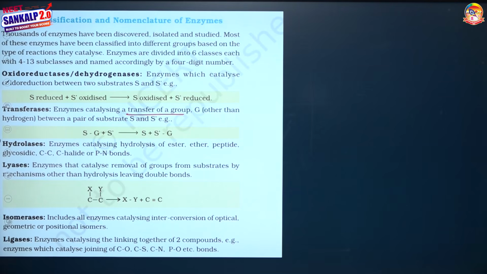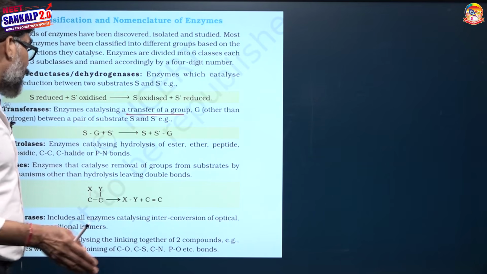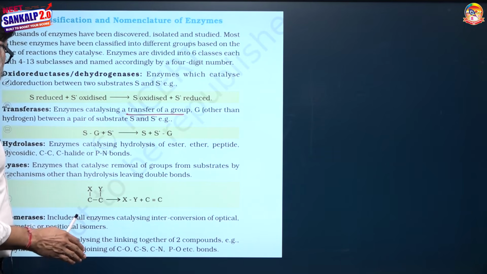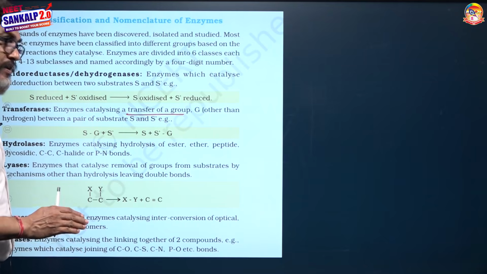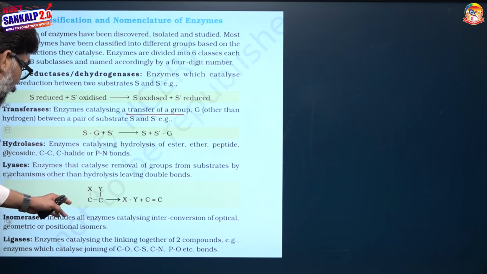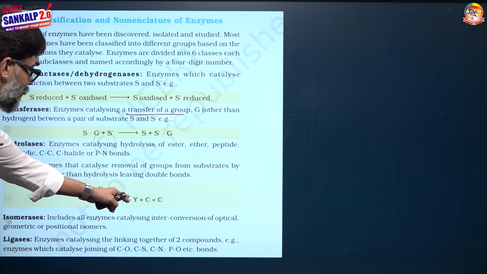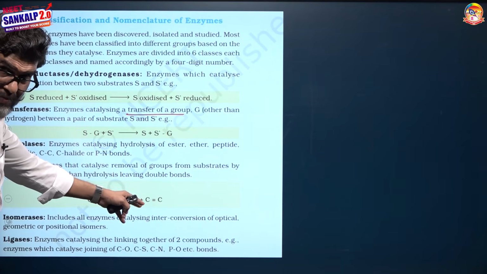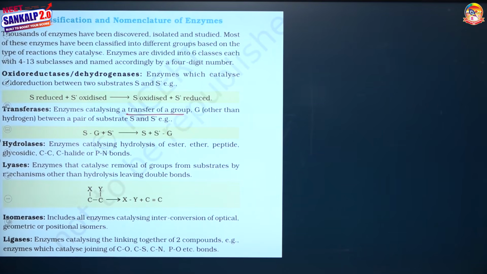Third is hydrolases. What do they do? They catalyze hydrolysis of the ester bond, ether bond, peptide bond, glycosidic bond, C-C bond, carbon halide bond, P-N bond, etc. Lyases. They catalyze removal of a group from the substrates by a mechanism other than hydrolysis. And what do they do? They leave a double bond in the product. See, one product becomes XY and another product has C double bond C, meaning a double bond is established.